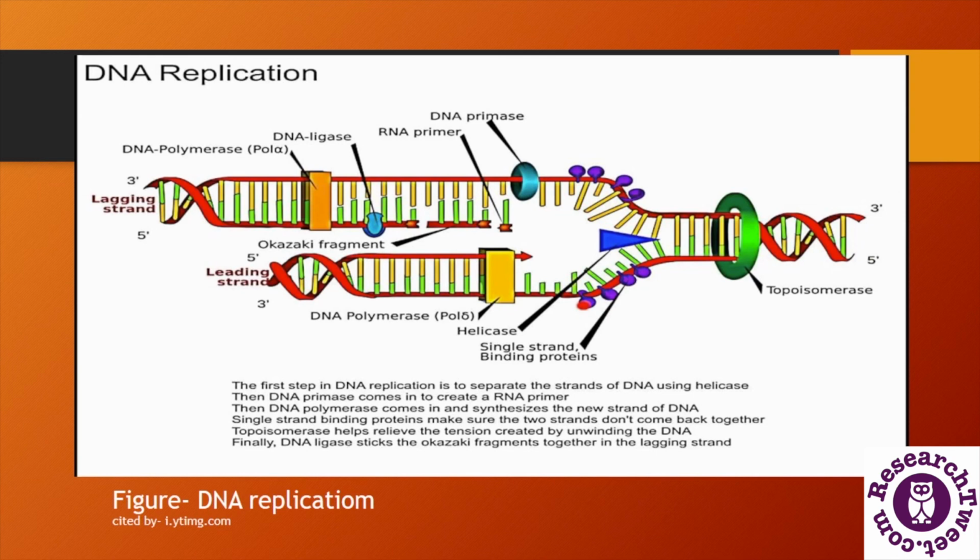Then to join these fragments, the DNA ligase is used. Here the DNA ligase joins the fragments with each other, and then the termination of DNA replication starts, where the DNA ligase sticks the Okazaki fragments together in the lagging strand and the termination of DNA replication completes.